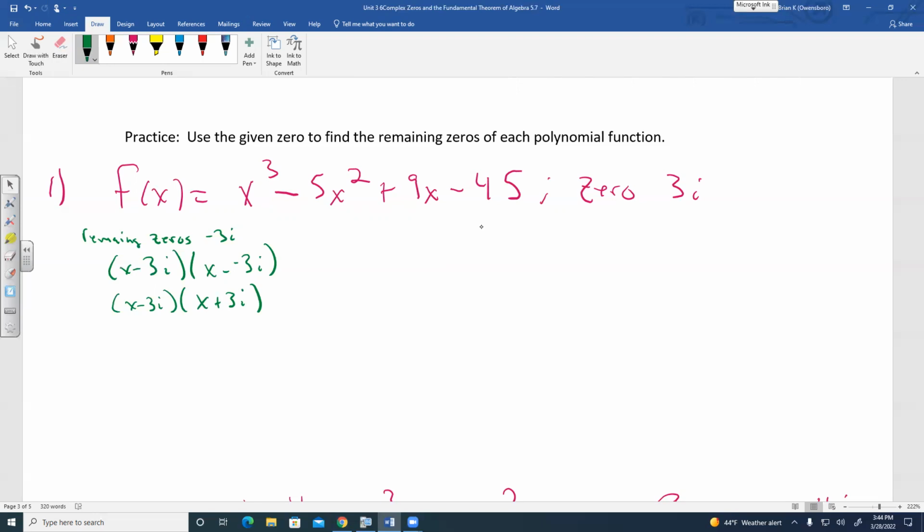So x times x would be x squared. X times 3i would be a positive 3ix. Negative 3i times x is going to be a negative 3ix. And negative 3i and a positive 3i is going to be a negative 9i squared. So what we end up with then is x squared, the 3ix and the negative 3ix cancel out. And the i squared makes a negative 1. So that negative 9 turns into a positive 9. So it's going to be x squared plus 9. So we have that going on. So we multiply those 2 together.